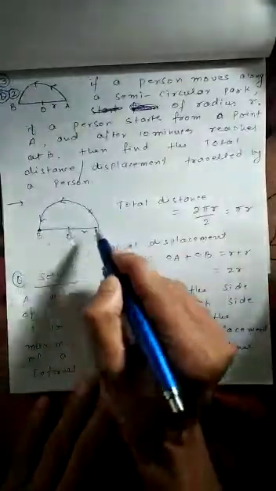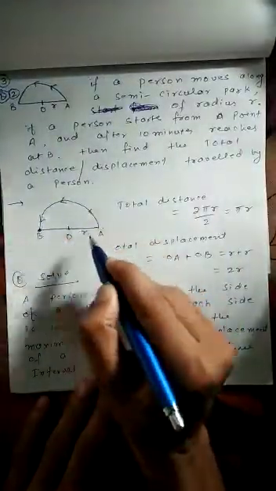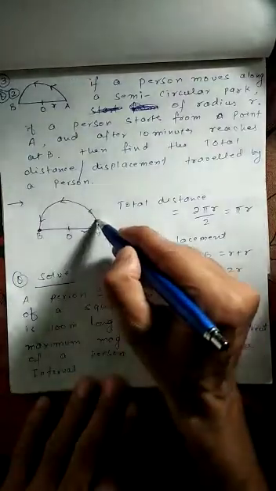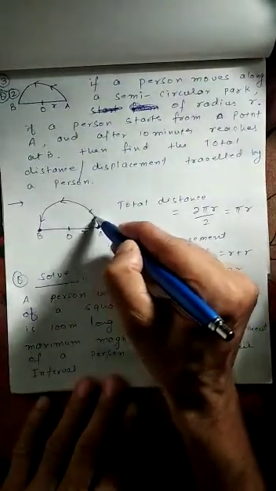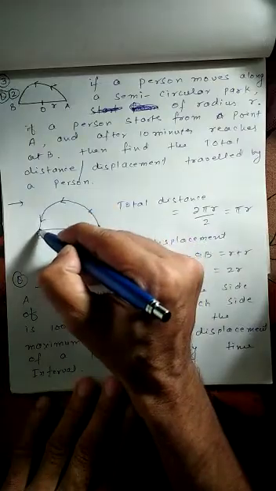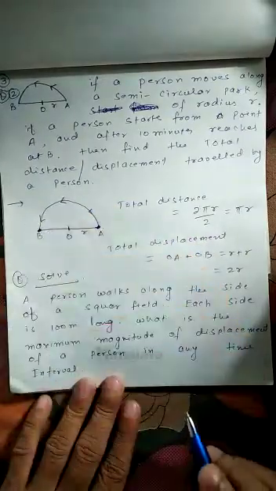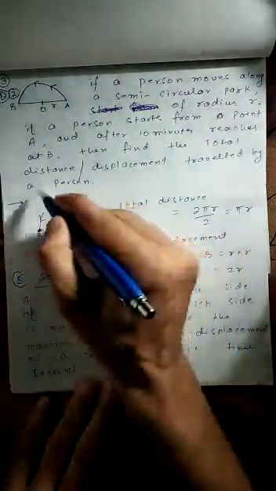Now draw this diagram here. This is semicircular path. This radius is r. Person starts from here and moves along in this direction and finally reaches at B. So we all know that this is semicircular. We all know that the length of outer part of a circle is what?